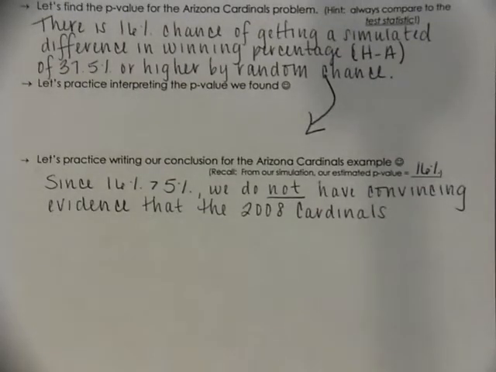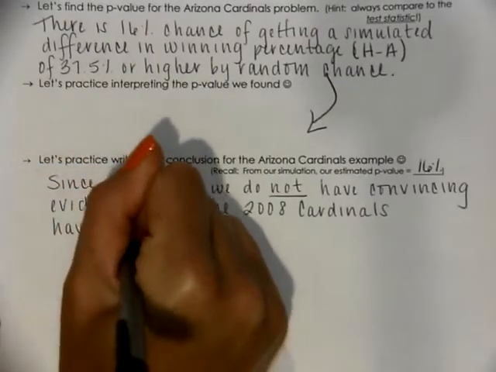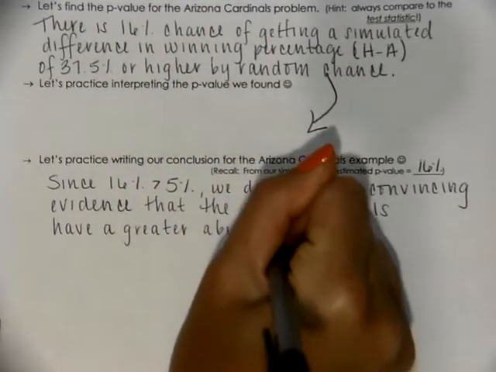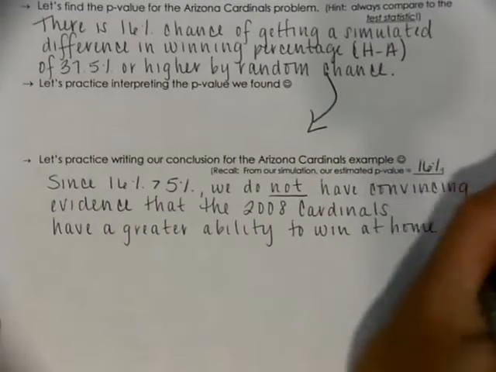Now, recall back to the last 2 days. Which hypothesis do we always reference in our conclusions? We always reference HA, the alternative hypothesis. Just like in a judicial trial, they always reference whether or not the defendant is guilty. They never say the defendant is innocent. They just simply say the defendant is not guilty. So that's what we're going to do here. We do not have convincing evidence that the 2008 Cardinals have a greater ability to win at home than on the road.